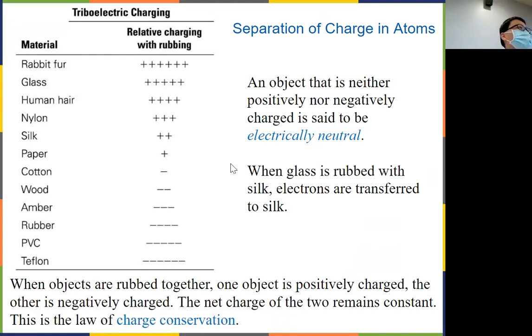And any material initially will be electrically neutral. So in that process, when you are producing charges, charge is actually conserved, because one object will pick up electrons, the other will lose electrons. Okay, so the total should still be equal to 0, electrically neutral. Okay, so that's charge conservation there.